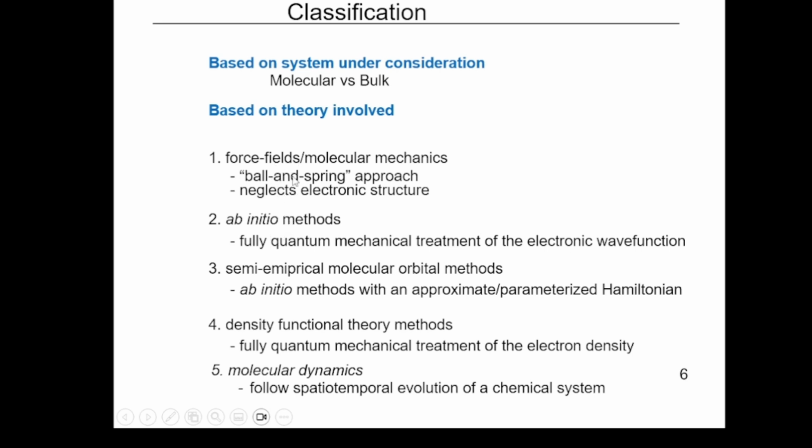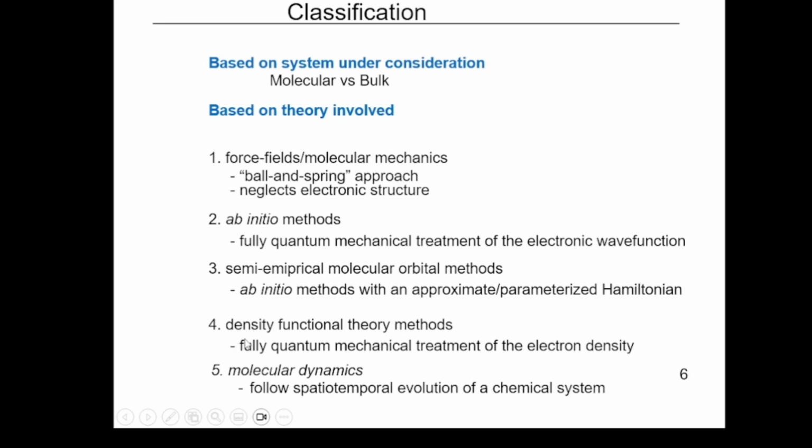But for the time being, you can get an idea that force field, molecular mechanics, or classical mechanics is a method which ignores electronic structure. It's based on a ball and spring approach. The second category is ab initio methods, which is based on full quantum mechanical treatment of the electronic wave function. The third class is semi-empirical. Empirical means coming from experiment. Semi-empirical means something is coming from experiment and something is coming from calculation. So in this case, it's a mix of ab initio method with an approximate or parameterized Hamiltonian. So what is Hamiltonian? It's going to come later when we discuss the Hartree-Fock method.